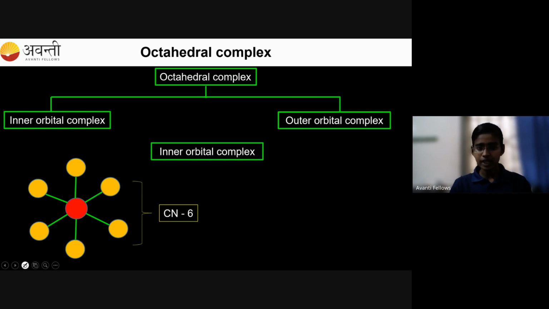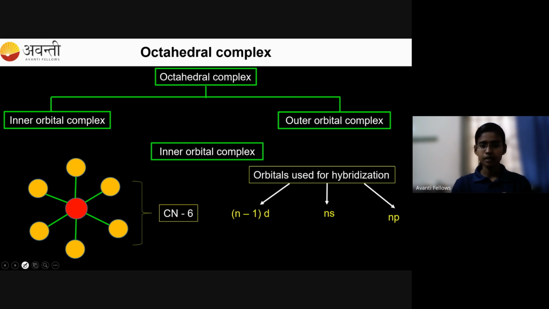And specifically for inner orbital, the orbitals that are going to get used for hybridization are (n-1)d, ns, and np. So these three orbitals are going to take part in the hybridization in case of an inner orbital complex. If n value is 4, the p orbital will be 4p, here it is 4s, and 4 minus 1 is 3, right? So 3d. If a metal uses its 3d orbital, 4s orbital, and 4p orbital for hybridization, then that particular complex is called an inner orbital complex.